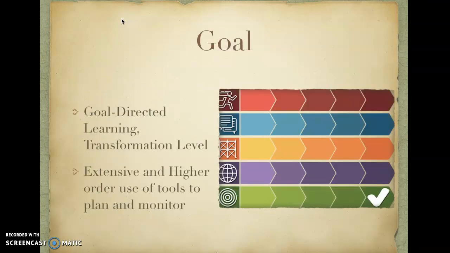My goal is to get to the directed learning transformation level, so that I will be incorporating extensive and higher order use of tools to plan and monitor the students. I know that in my classes there is room for improvement, and I want to aim for my classroom to be even more technologically driven. I want to aim for more higher order thinking and planning for their projects.